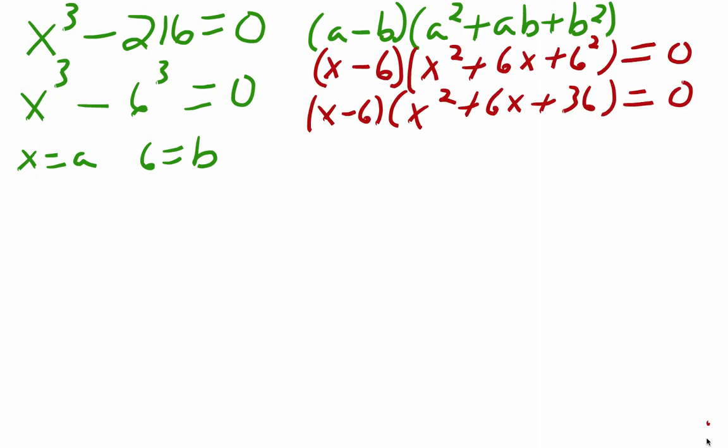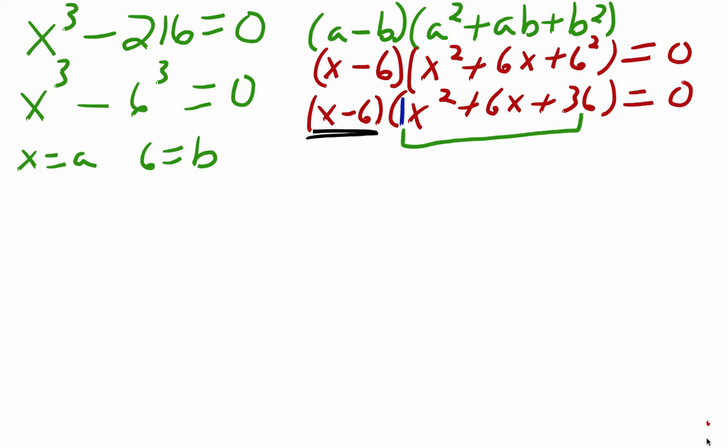Alright, so you can see in the red that I put, wherever I saw an a, I put an x, and whenever I had a b, I put a 6 in there. So my next step is to see if the x squared plus 6x plus 36 is factorable. So I look to see if there are some factors. The coefficient 1 times 36 is 36. So I need factors of 36 that add up to 6. Well, there are no factors of 36 that add up to 6. So I'm going to have to use the quadratic formula on this one.